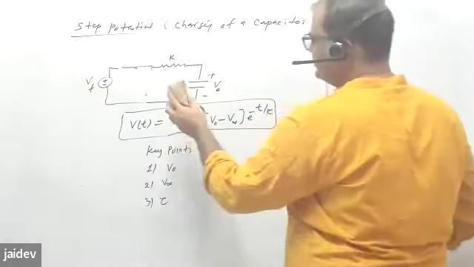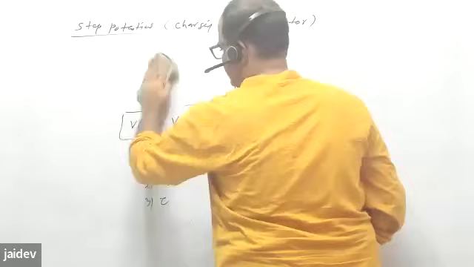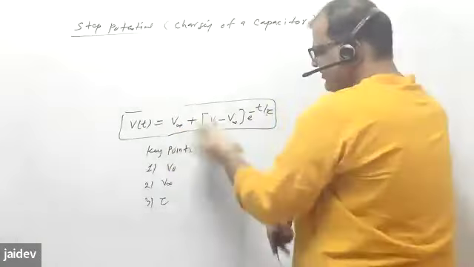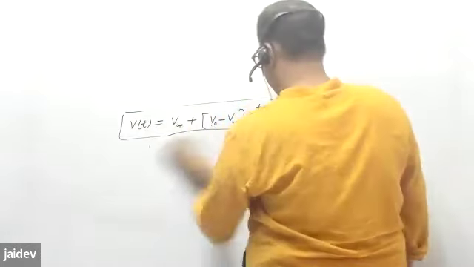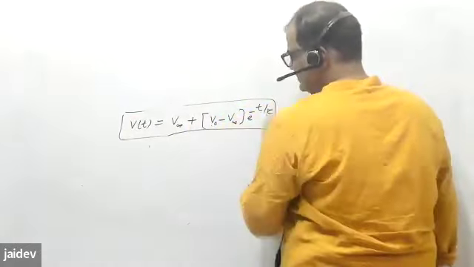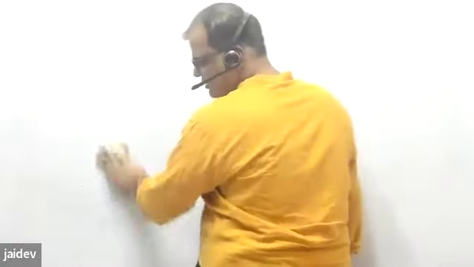So this formula only you have to remember, charging case. We can derive it very easily. It is a two line derivation. You might have done it in your schools also, assuming V naught is zero.